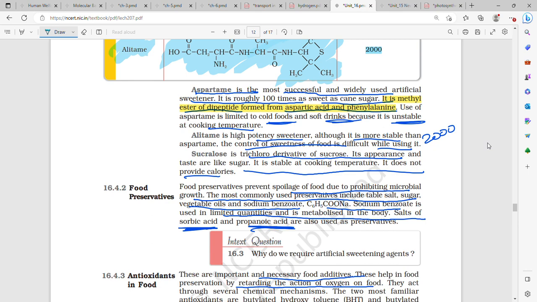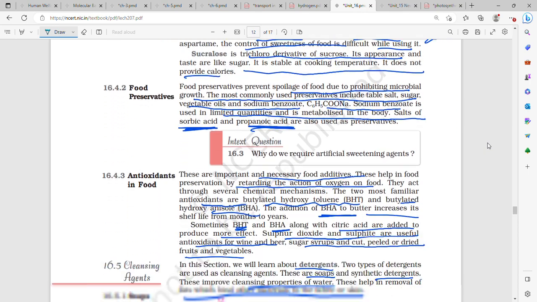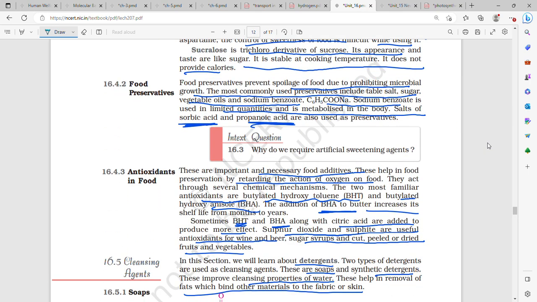Its appearance and taste are like sugar. It is stable at cooking temperature and it does not provide calories. Food preservative. Food preservative prevents spoilage of food due to prohibiting microbial growth.